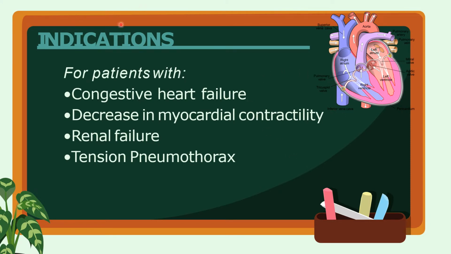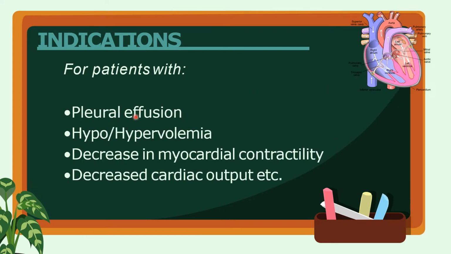CVP lines are indicated for patients with the following conditions such as congestive heart failure, decrease in myocardial contractility, renal failure, and tension pneumothorax because it allows us to monitor the central venous pressure. It is also indicated for patients with pleural effusion, hypo or hypervolemia, decrease in myocardial contractility, and decreased cardiac output.